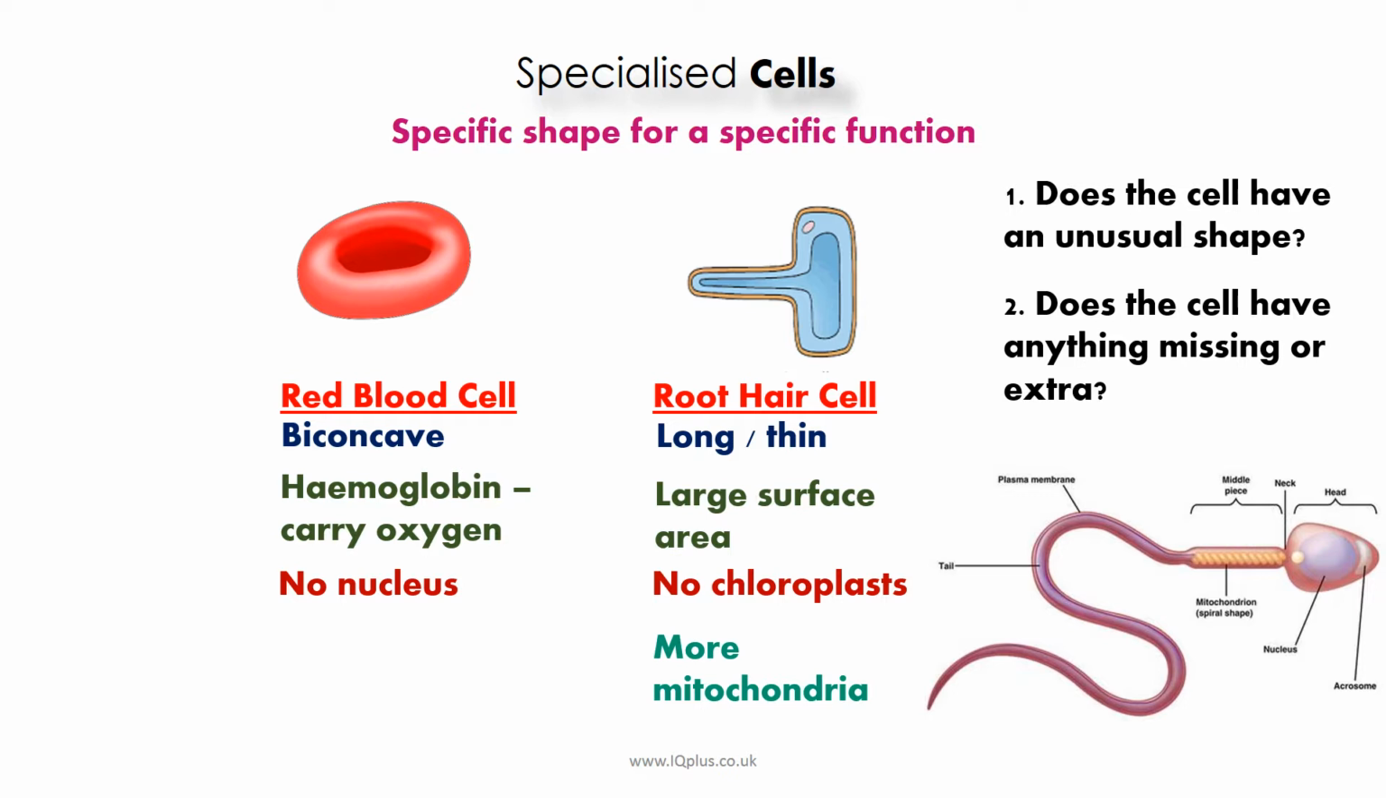The second question was, does it have any organelles that are extra or anything missing? Sperm cells have extra mitochondria. They need the extra energy to help them move. Crucially, sperm cells have half the genetic information. Remember, the other half comes from the mother's egg cell. So we now know how a sperm cell is adapted for its function and how it is specialized.